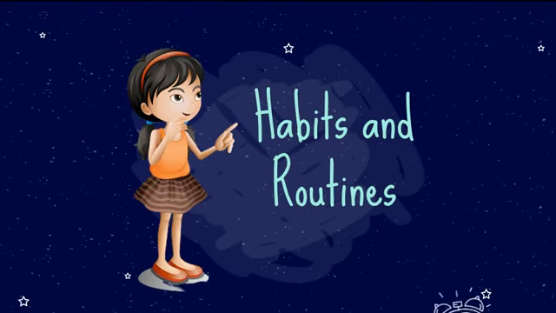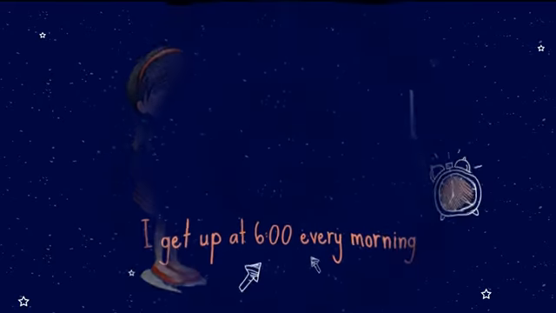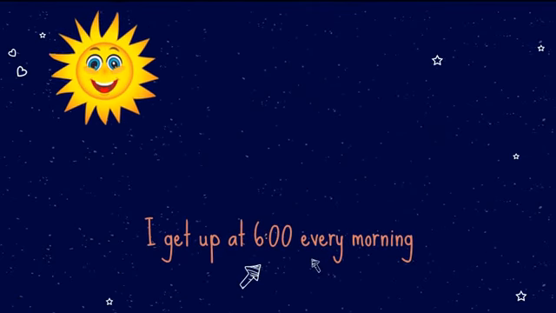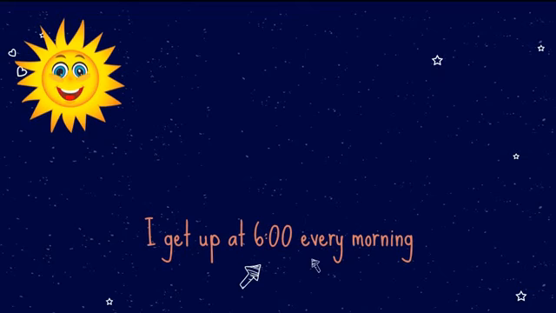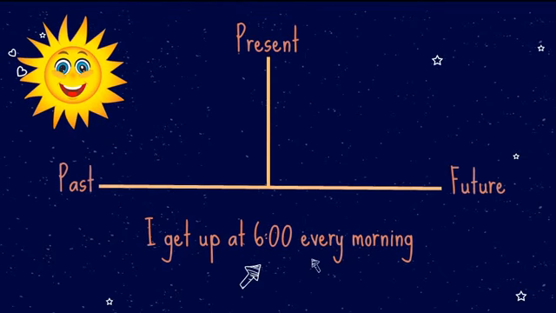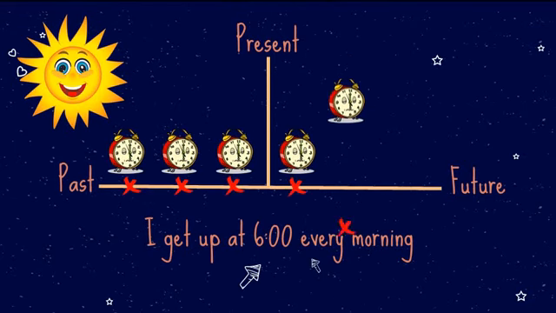We use present tense for habits and routines. For example, I get up at 6 o'clock every morning. So is it my habit? Yes, it is. Do I do this every day at the same time? Yes, I do.